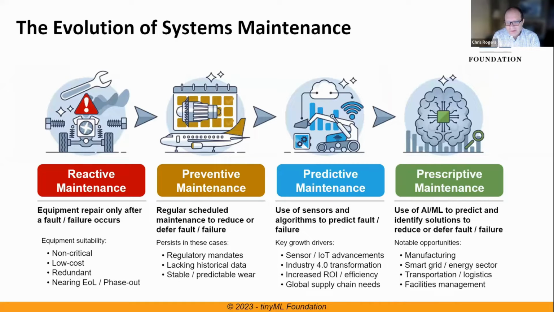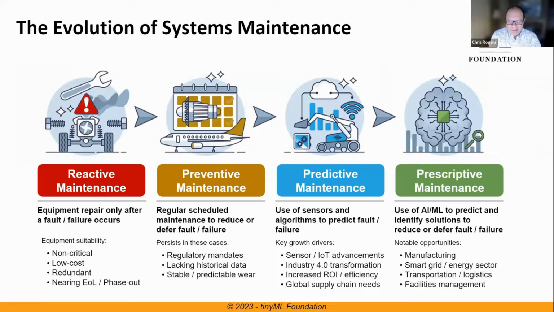And then, a term that is used less so, because here's sort of the gray area, is the next phase, which is what's called prescriptive maintenance. Prescriptive maintenance takes this yet a step further, which is the use of AI and ML on top of sensors and algorithms and heuristics to predict fault and failure, and also to advise on appropriate solutions or remedies that could be either curative or to help extend the life of the equipment.